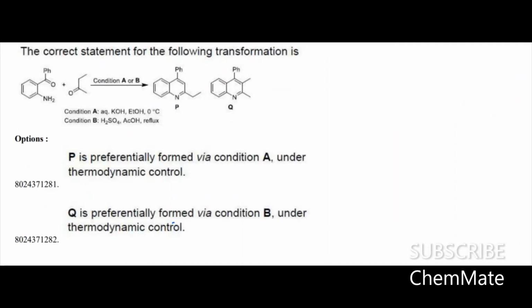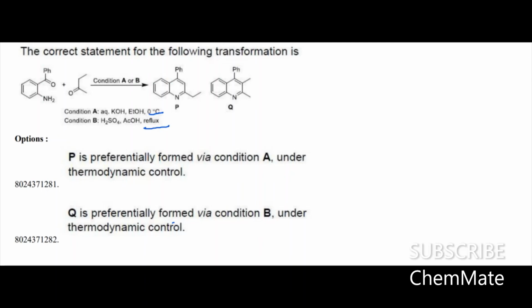The next question: the correct statement for the following transformation. So this reaction is a name reaction, the Friedlander quinoline synthesis. So here two conditions are given, A and B. A is aqueous KOH, EtOH at 0 degrees centigrade, that means it is a kinetically controlled condition, while condition B, which is a refluxing condition, is the thermodynamic condition.